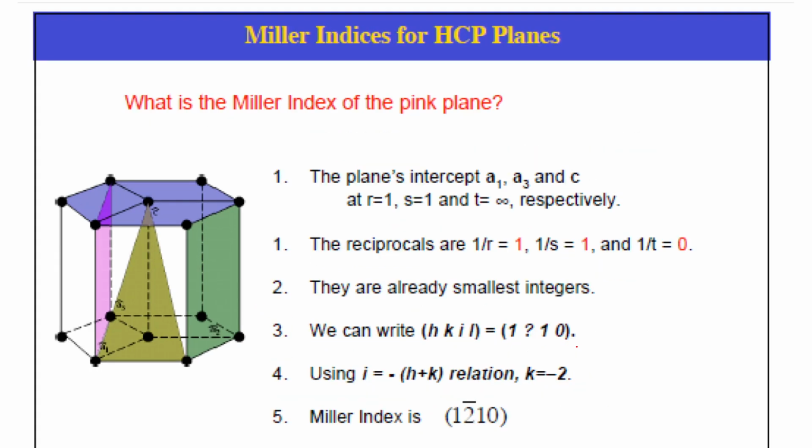Now what is the Miller index of the pink plane here? If you see the pink plane, it is touching A1, so H will be 1. A2 it's not crossing, it is parallel in the opposite direction, so we can tell it as negative, so 2 bar. The A3 axis is touched, so it will be 1, and the C axis is parallel, so it will be 0. So this is the way you have to find it.